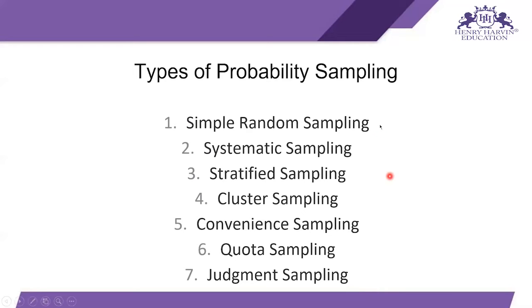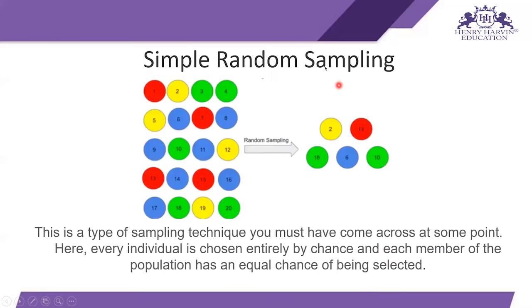So here I'm telling you about these sampling techniques, and let's start. The first sampling technique is simple random sampling. This is a type of sampling technique you must have come across at some point. Here, every individual is chosen entirely by chance, and each member of the population has an equal chance of being selected.